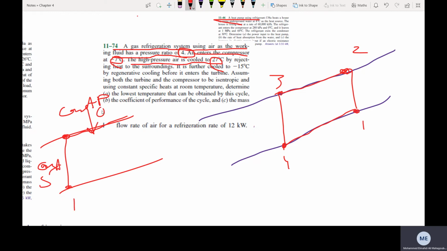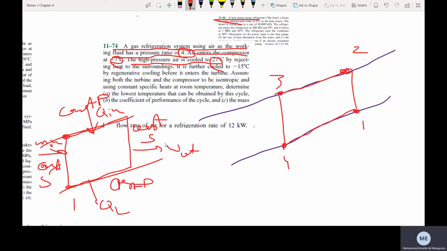Then from here to here we have constant entropy expansion. Here we have the turbine, so this one is work out, and the compressor is work in. Then from here to here I have Q_L at constant pressure. Same things, just now the cycle is working in reverse order.